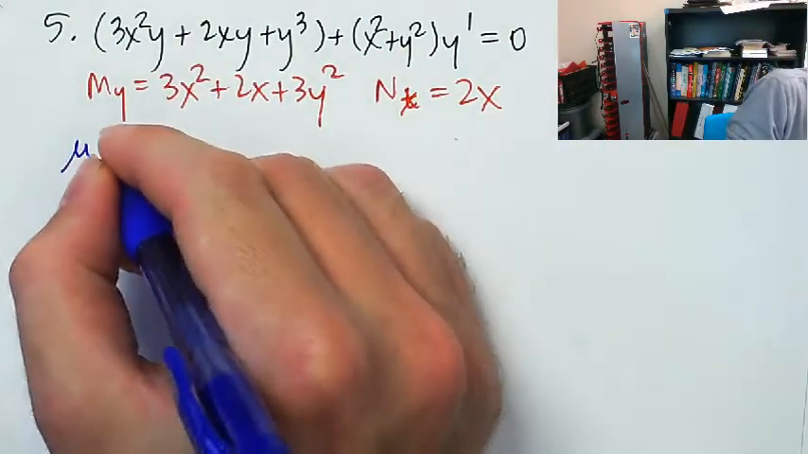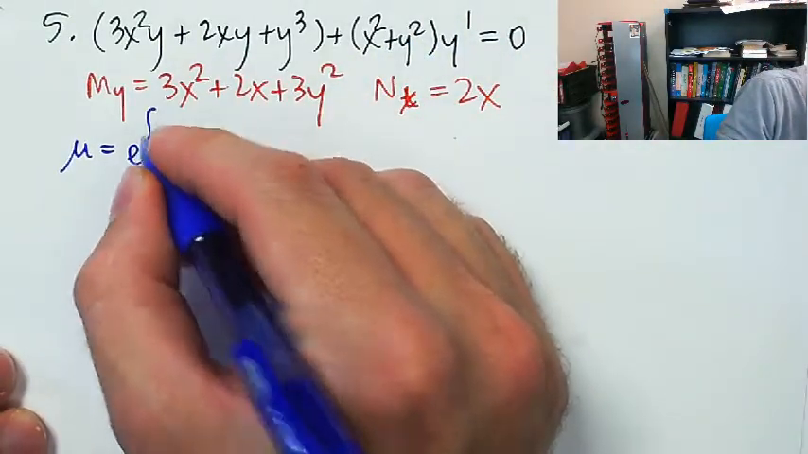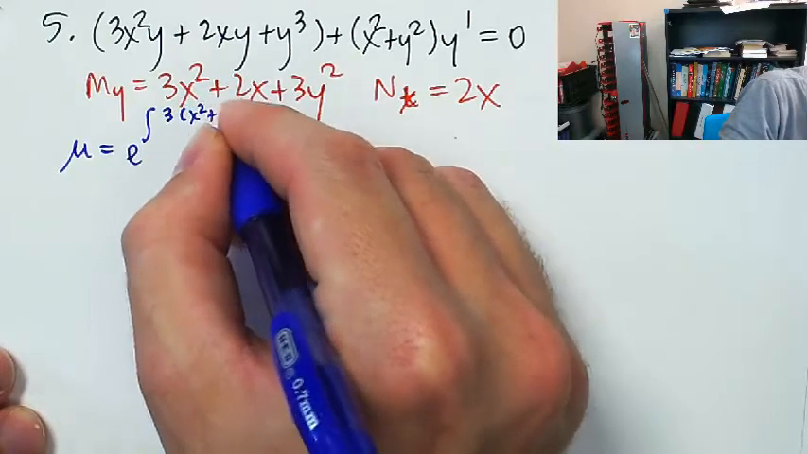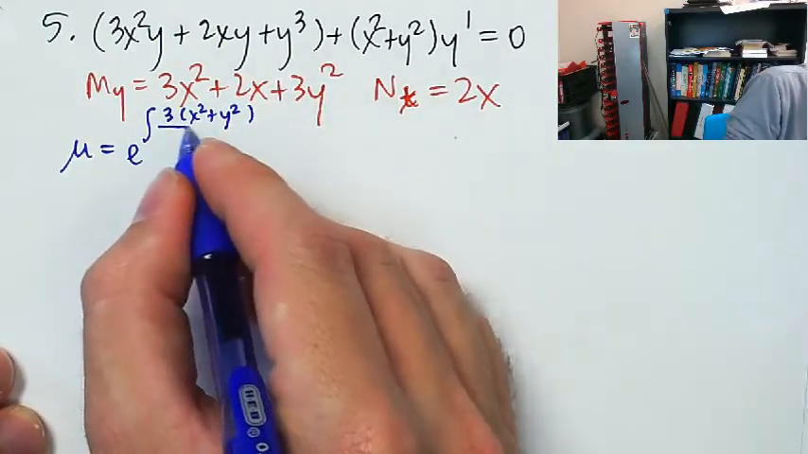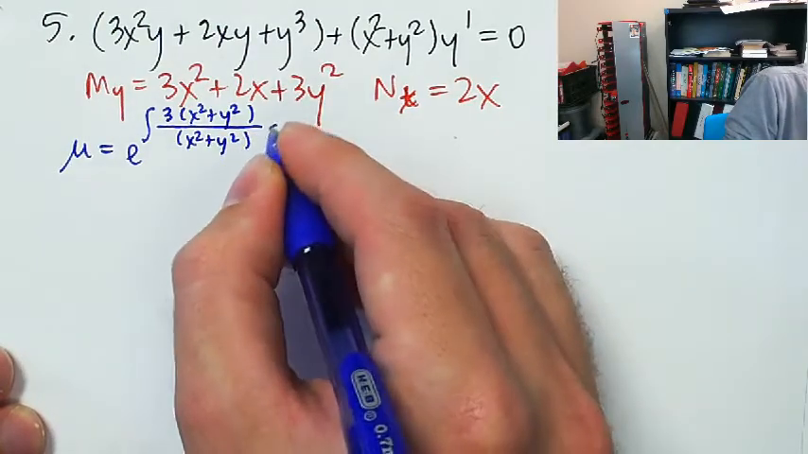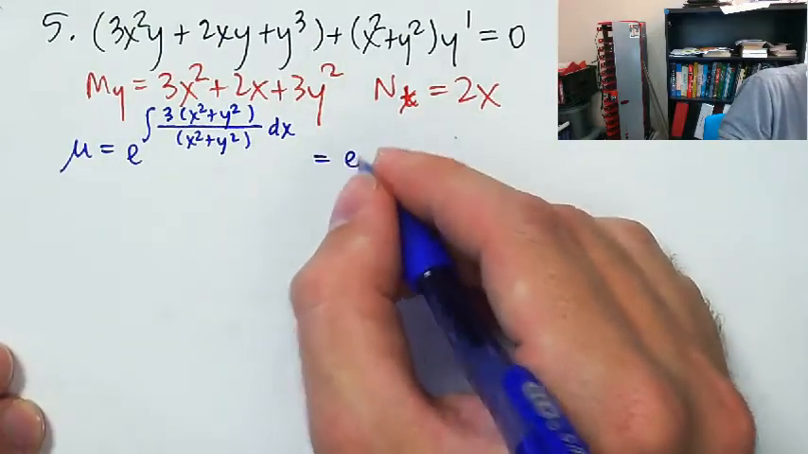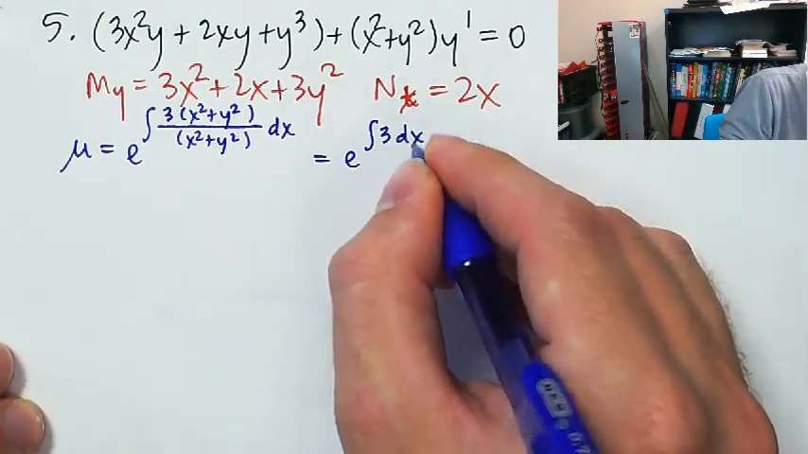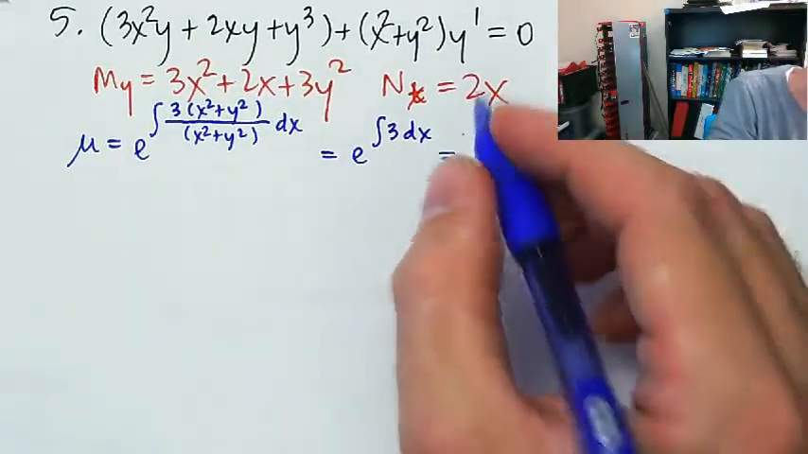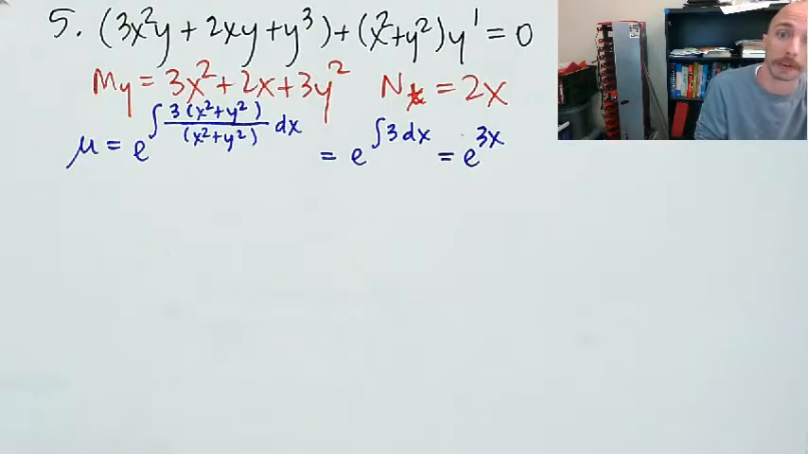All right. So if I'm dividing by n, I need to use the mu of t, right? The antiderivative of my minus nt, so that would just be 3 times x squared plus y squared, divided by n, which is x squared plus y squared. Interesting. dx. And that'll just be e to the antiderivative of 3 with respect to x. This is unexpected. I don't see any exponential in here, so I'm kind of surprised that this is going to end up working this way. But it does look to me like that's going to be e to the 3x as my integrating factor.